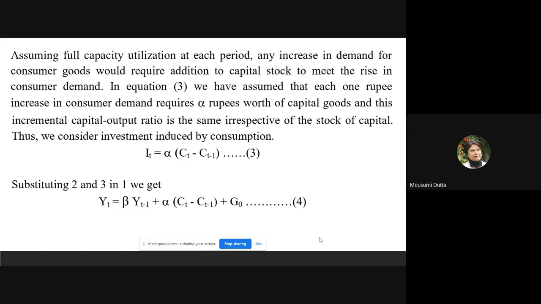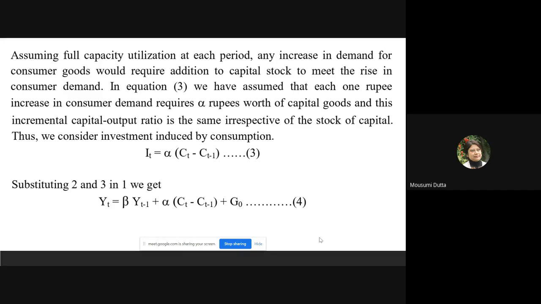So let's consider equation number 3. We are considering investment in Tth period is exactly equal to alpha into consumption in Tth period minus consumption in T minus 1th period. Okay, so we are considering incremental consumption. Generally, consumption increases. It's a rising function of income. It may be steep, it may be mildly, slowly increasing. However, it's a rising function of income.